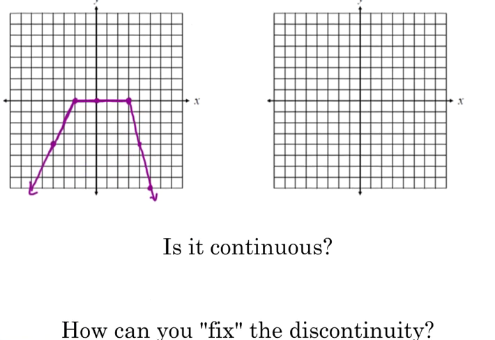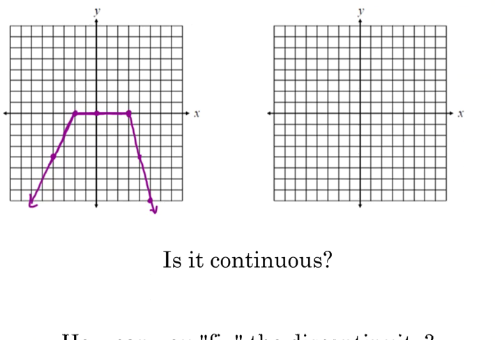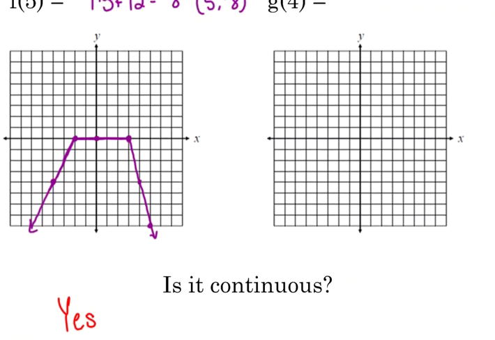Okay, so this one is continuous. All 3 pieces meet up to make one solid graph. So this one is a continuous piecewise function. Starting on the left, I can trace the entire function without picking up my pencil. No breaks, no jumps, no issues.